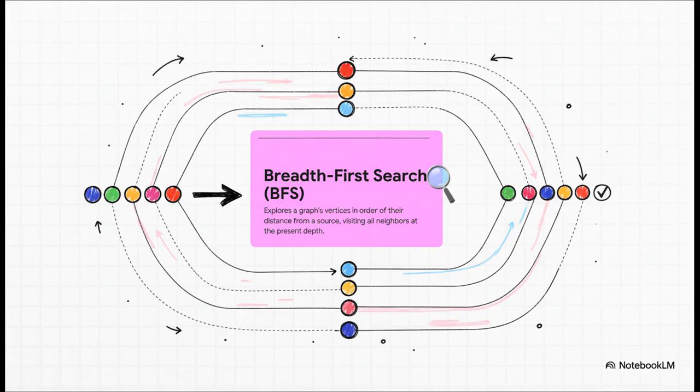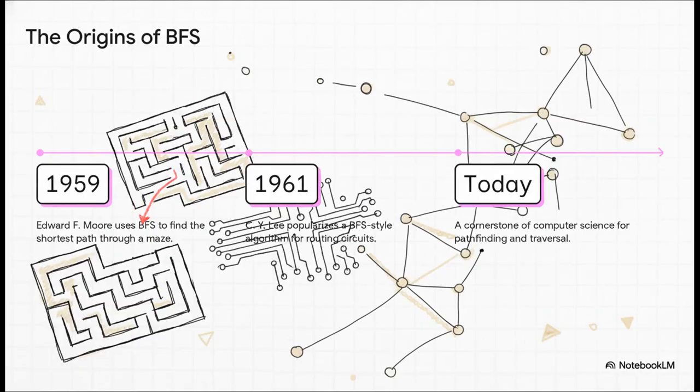No exceptions. And this isn't some hot new idea that just came out. Its core principles have been solving real-world problems for over 60 years. We're talking about things like finding the fastest way out of a maze or figuring out how to route wires on early circuit boards. It's a true classic, a real workhorse of computer science.